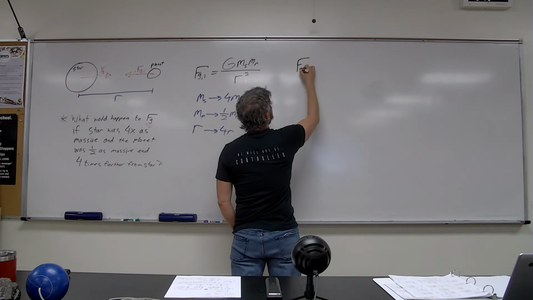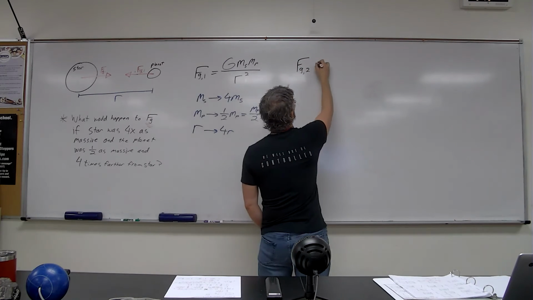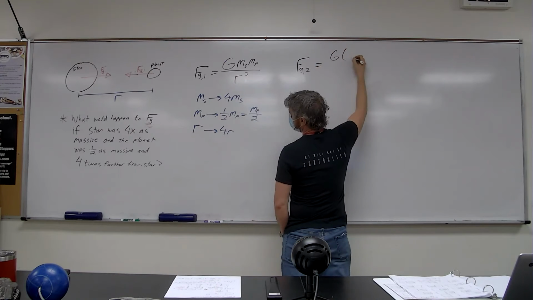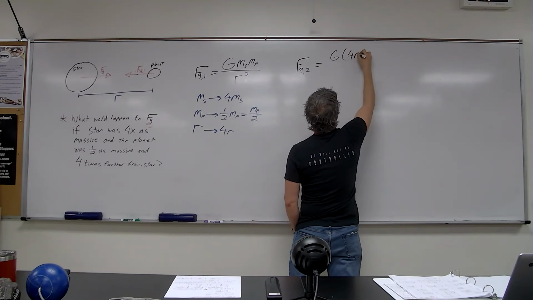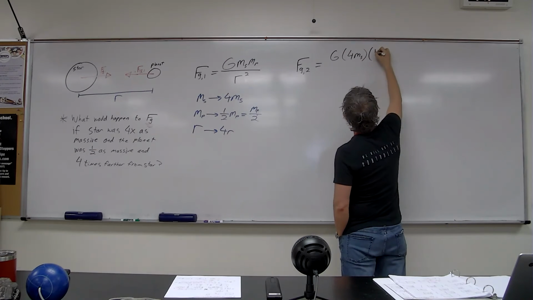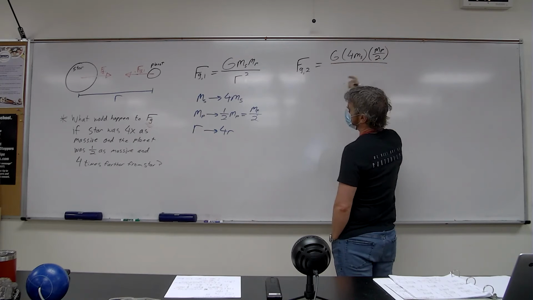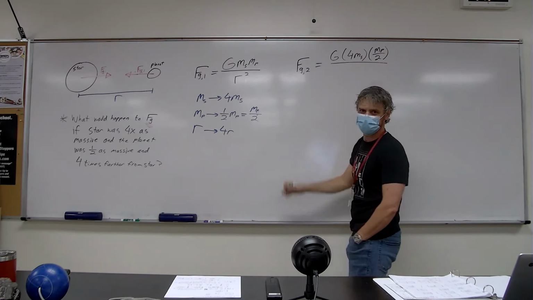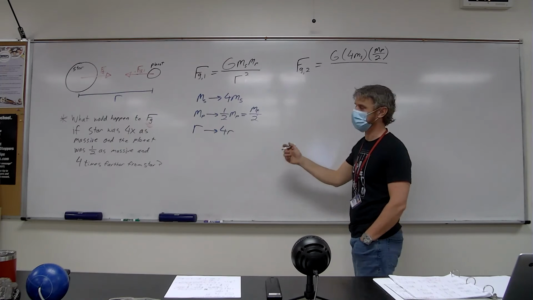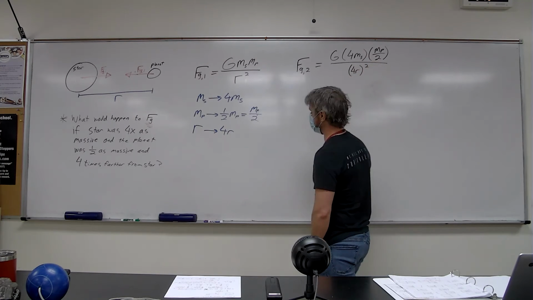Okay, so let me make those substitutions. Fg2, my new gravitational force, will be big G times, instead of mass star, 4 mass star. Instead of mass planet, mass planet over 2. And instead of distance r, I replace it with distance 4r, but then that gets squared.